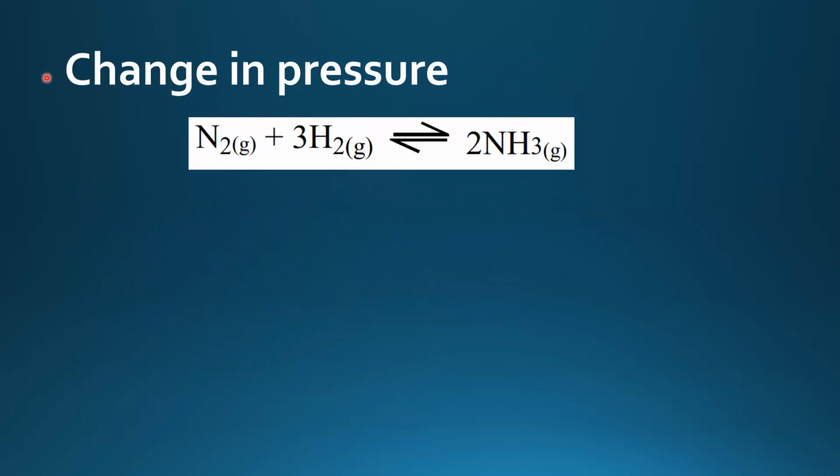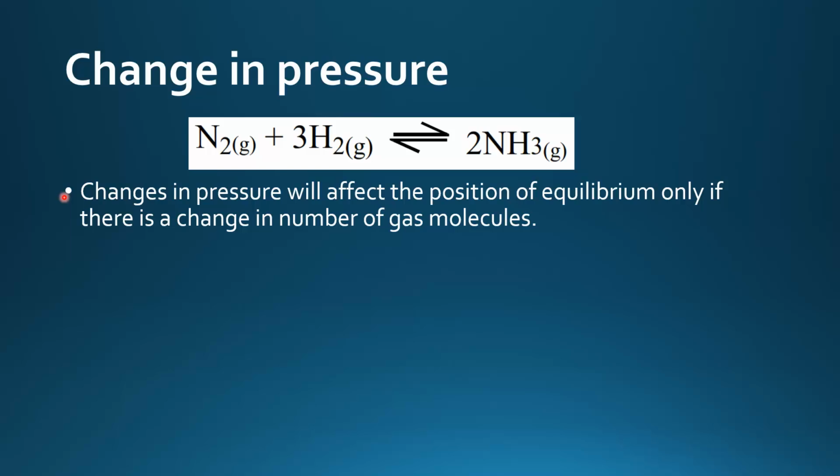Next, we look at a change in pressure. In this reaction, nitrogen is reacting with hydrogen to form ammonia. This is also known as the Haber process. Changes in pressure will affect the position of equilibrium only if there is a change in the number of gas molecules. So in this reaction, we have 4 gas molecules on the left side and 2 gas molecules on the right side. So overall, there's a change in the number of gas molecules.